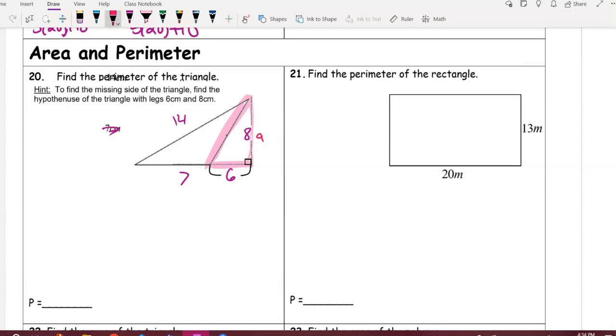So if this is A, B, and C, we're going to use Pythagorean theorem. 8 squared plus 6 squared equals C squared. 8 squared is 64. 6 squared is 36. Those added together get you 100. Then we will square root both sides to get rid of the square. Square root of 100 is 10.